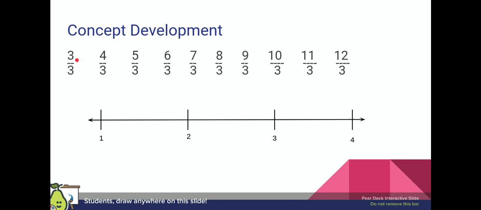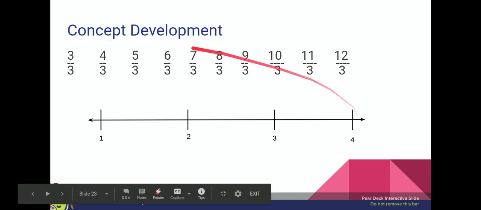Then as you can see, you've got 3 thirds, 4 thirds, 5 thirds, 6 thirds, 7 thirds, 8 thirds, 9 thirds, 10 thirds, 11 thirds, and 12 thirds. Go ahead and place all of those on your fractions.